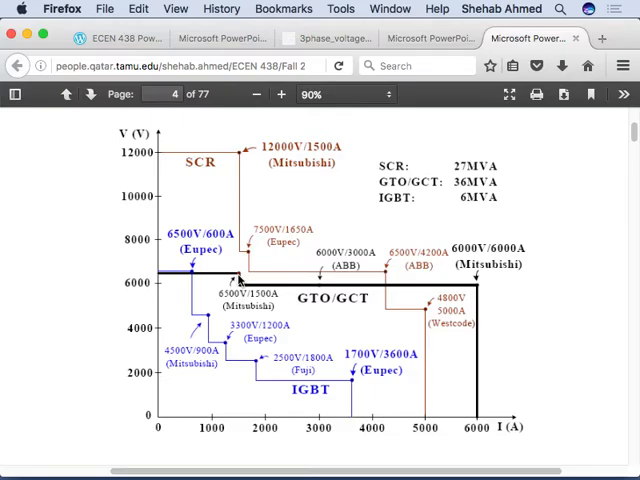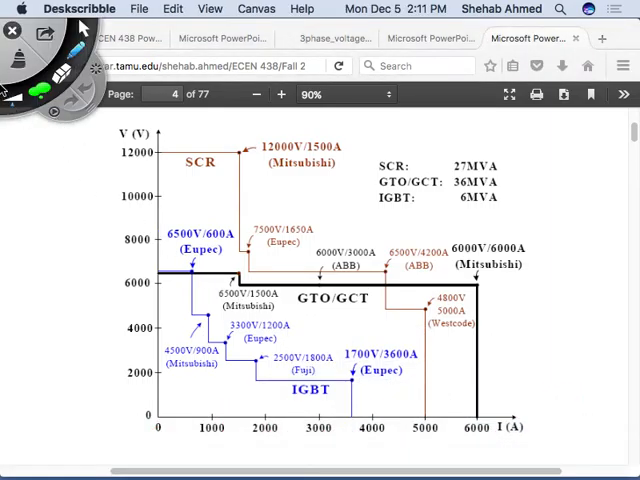I want to create an IGBT inverter for 10 megawatts. Okay, what is the voltage level? Let's say you're talking about a voltage level of 10 kilovolts. If you're operating at the voltage level of 10 kilovolts, the only device that can work is an SCR.